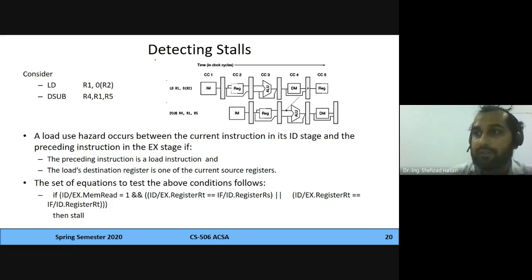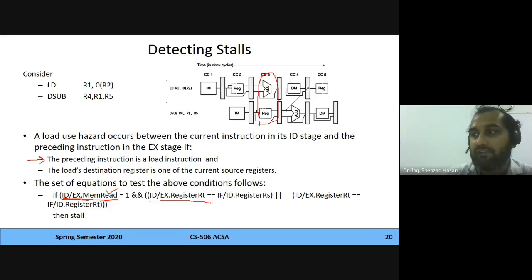So for a load-use hazard to happen, the first instruction should be a load. And since we are talking about doing that in the decode stage, this means this is the time where you are going to do that. So the load has moved to the execution stage, so its control signals are here in the ID/EX pipeline register. So what we are checking is ID/EX.MemRead should be 1. This is only 1 for load instructions. So this is the condition to check this case here.